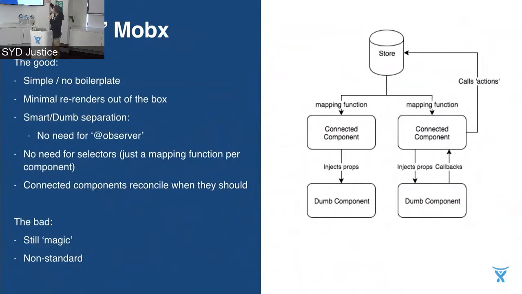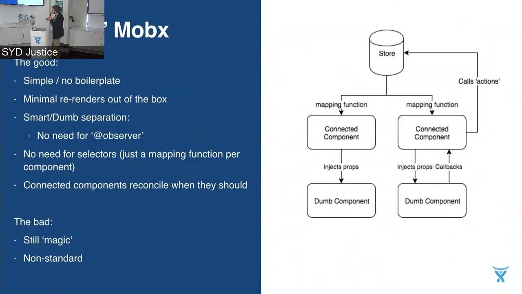And so I can directly wire my callbacks to just call actions on my store, and that will just mutate things in place. And I'll show you how this looks in some code in a second. So what's good about this? It's still simple. There's still no boilerplate. I still get my minimal re-renders out of the box.